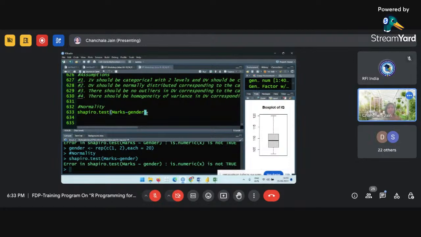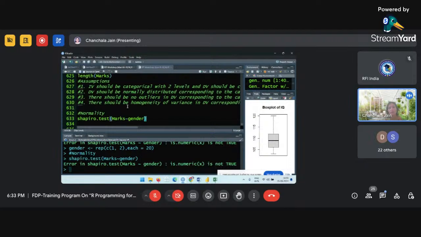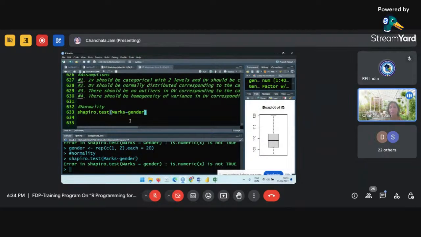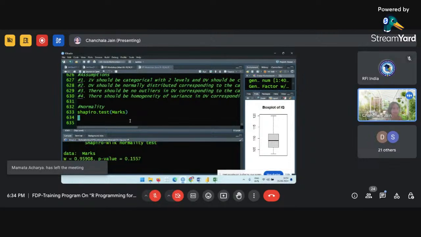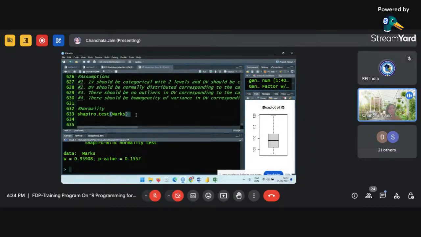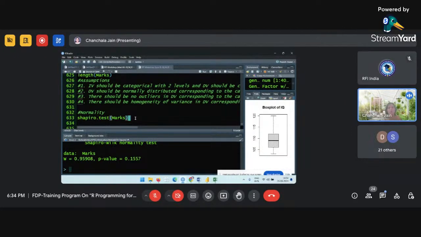Okay, I'll fix it, because we need to check in both categories of the categorical variable whether the marks are normally distributed in the male category and also in the female category. But here it is not taking, so I'll try to fix it. You can go with the marks only for now, and tomorrow in ANOVA I'll try to fix the problem, right? You go with this. You can see we are getting the value of W as 0.959 and the P value is 0.1557, which is greater than 0.05. So can anyone tell me whether I can conclude marks is normally distributed or not?